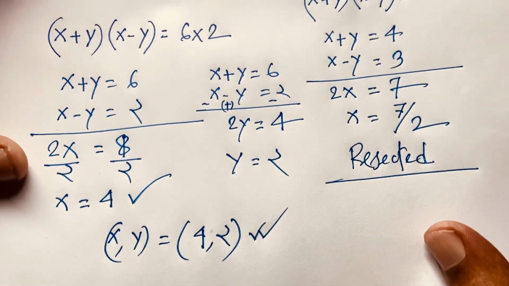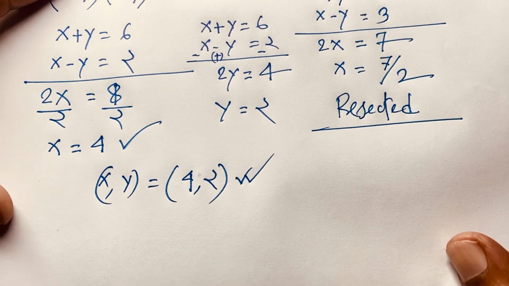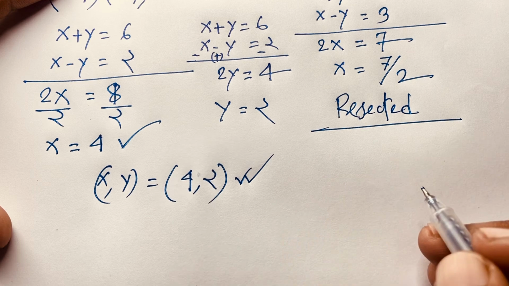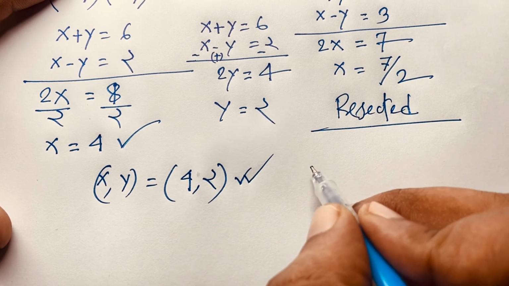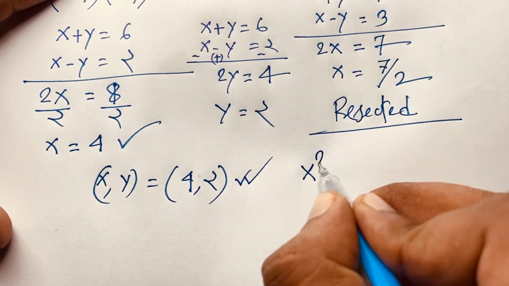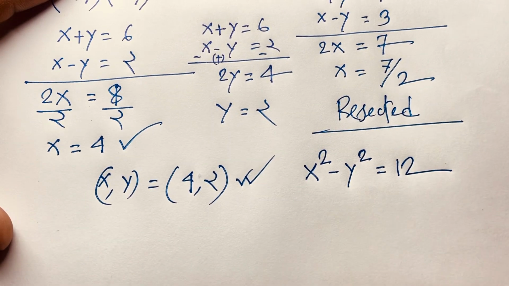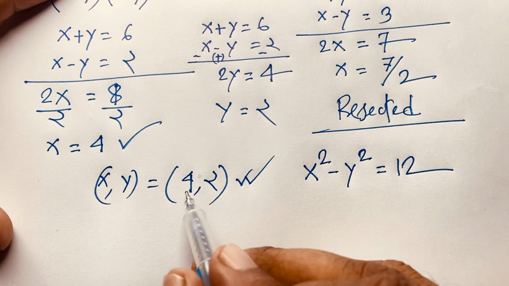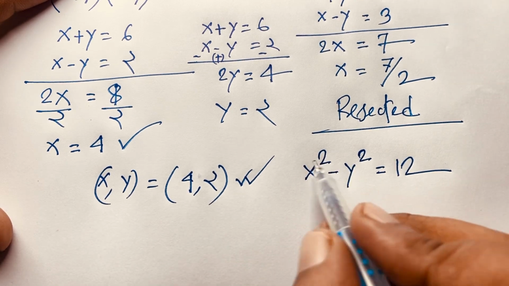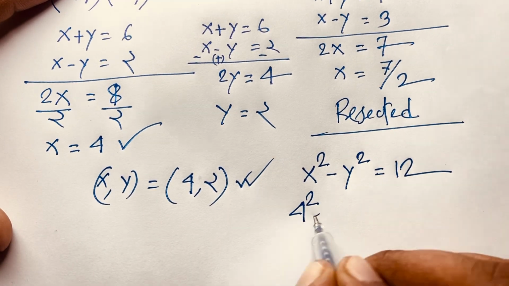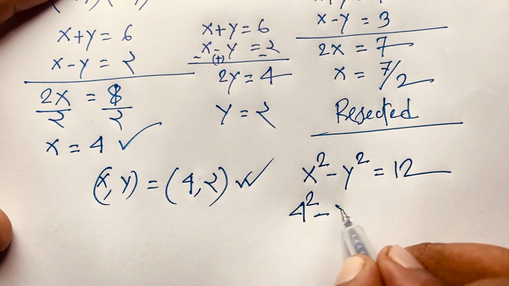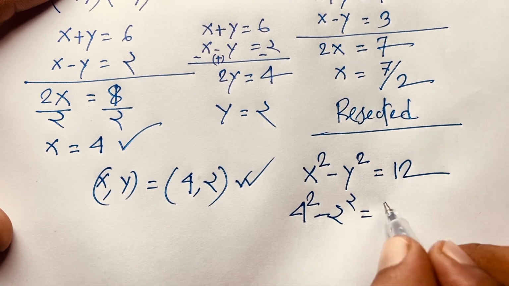So our final answer is xy is equal to 42. This is our final answer. Let's verify. Our question is x square minus y square is equal to 12. But at this moment we find out x is equal to 4, so it will be 4 square, and y is equal to 2, it will be 2 to the power 2, is equal to 12.